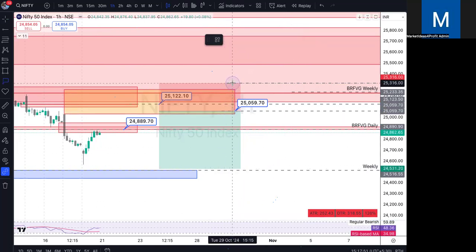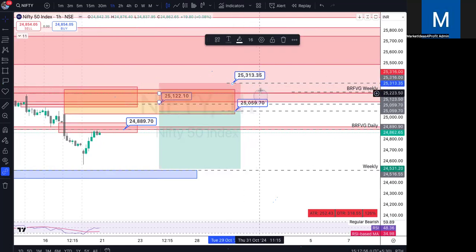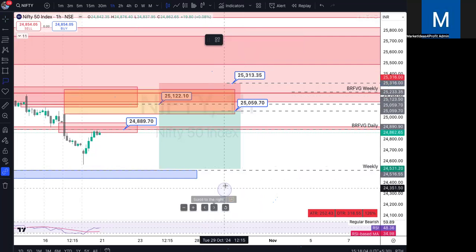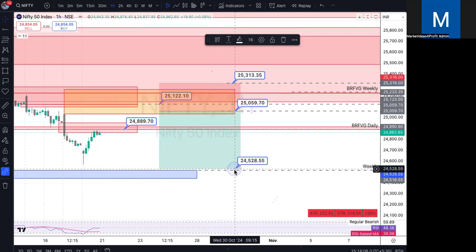25,060. My stop loss will stand to 25,313. So that's about 320 points. This is a swing trade. This is not an intraday trade. So this is about 280 points. And what is my target? My target would be somewhere around 24,528.